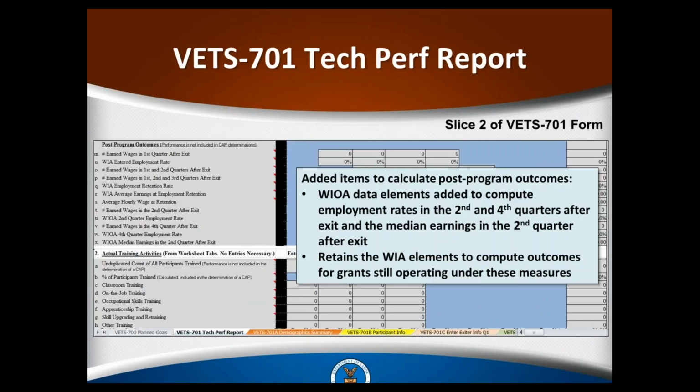This is the middle section of the Technical Performance Report form as you're moving down the form itself, showing some additional data elements that were either added or modified for this report. We added in the WIA Data Elements, as I mentioned earlier, and you'll see those reflected on the left-hand side. Based on the information you key in the Post-Exit Form and the Participant Information tab, it automatically calculates your performance on the WIA entered employment rate, retention rate, and average earnings retention, as well as the WIOA employment in the second quarter, employment in the fourth quarter, and median earnings in the second quarter after exit. Next slide.